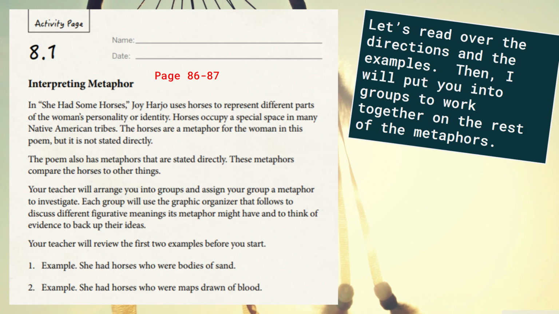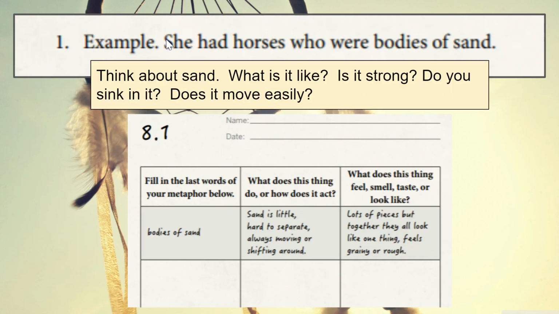If you're looking at page 87, you're going to see that there are examples of metaphors A, B, C, D, and E. We're going to come back to them shortly, but we're going to first take a look at page 88 and 89 with the example in the book, and we're going to review the example and think about how we analyze a metaphor so that you can do it independently next with your partner. So our example is going to be, she had horses who were bodies of sand.